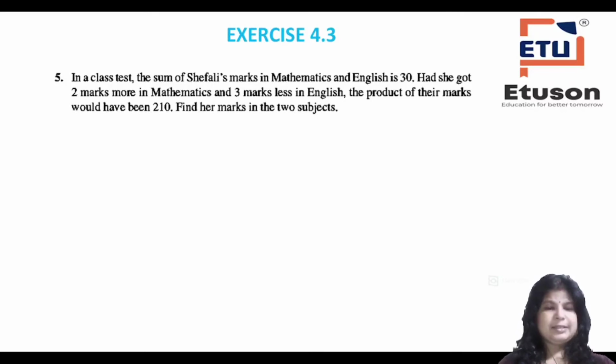In a class test, the sum of Shephali's marks in mathematics and English is 30. Had she got 2 marks more in mathematics and 3 marks less in English, the product of their marks would have been 210. Find her marks in the 2 subjects. Okay. So here first you need to form the quadratic equation before solving it. Once you form the quadratic equation, you are free to choose any method to find the solution. Correct or not? So let us analyze each statement one by one.